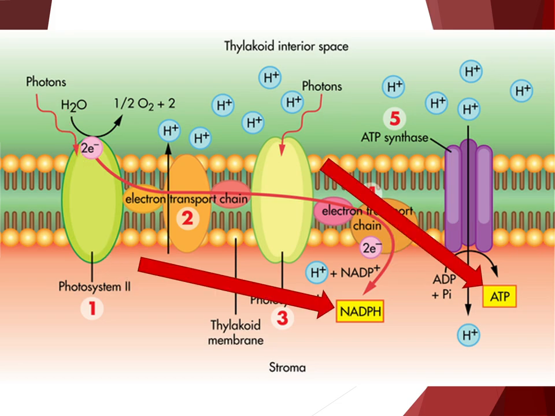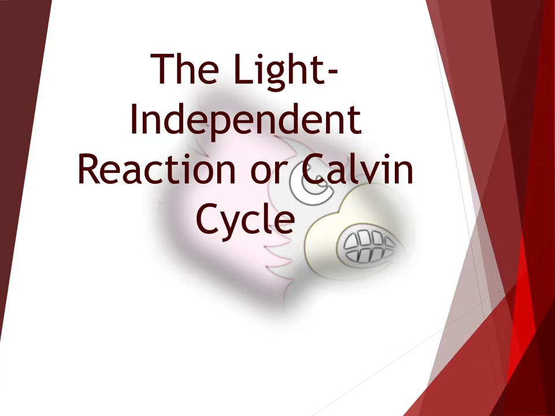So, in the light-dependent reaction, light energy has been converted into chemical potential energy in high-energy molecules like ATP and NADPH, which again are both sources of high-energy electrons. These high-energy molecules are passed on to the next stage of photosynthesis, the light-independent reaction.